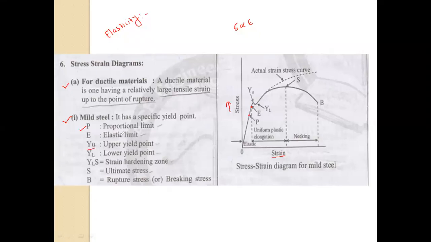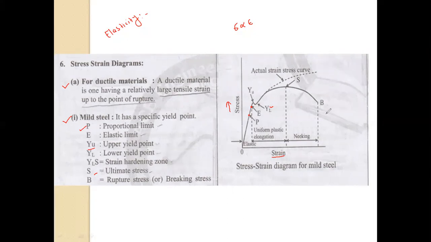After that, YU is the upper yield point, and YL is the lower yield point. After that, ES means ultimate stress, and B is the rupture stress. Ultimate stress means the highest stress. At that point, the load carrying capacity of this particular rod or material is over. This is the ultimate stress.